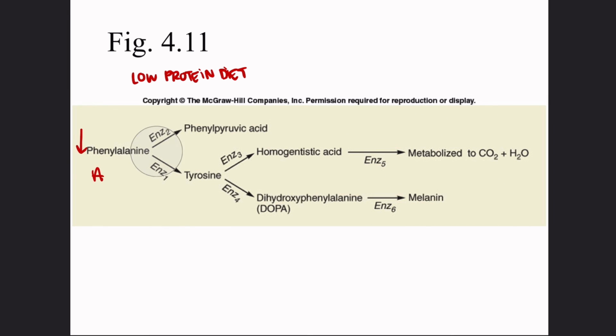Another example of this would be albinism. In albinism, enzyme 4 is not present, and so these individuals cannot produce melanin.